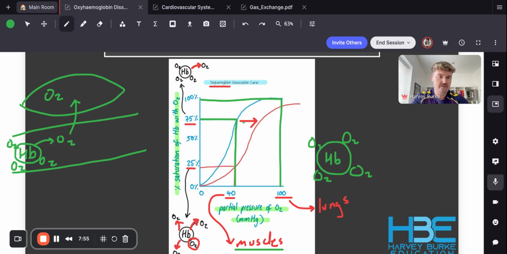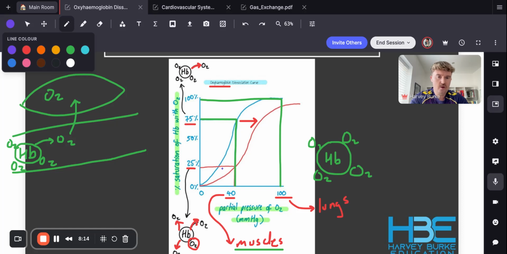But the Bohr shift is when the oxyhemoglobin dissociation curve shifts to the right, and you would always get a mark for putting that. Even though it's just this hypothetical thing that you draw on a graph, you always get a mark for mentioning that. So the oxyhemoglobin dissociation curve shifts to the right.